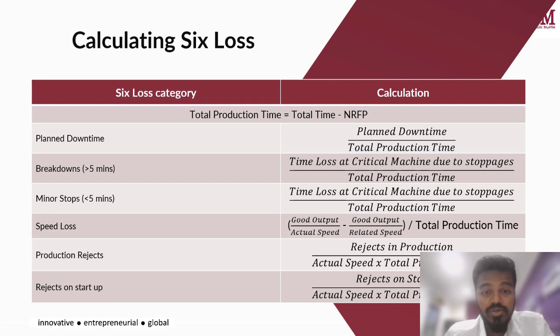So, calculating the 6 losses. For the total production time, it's always the total time minus the NRFP. And for the planned downtime, it's the planned downtime over the total production time.